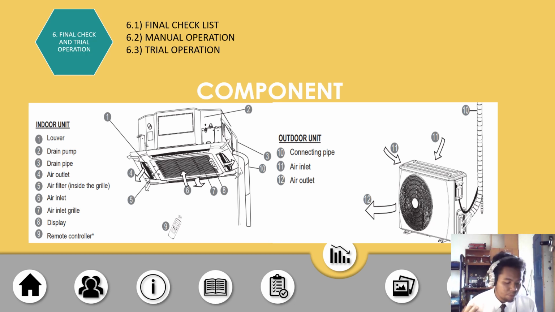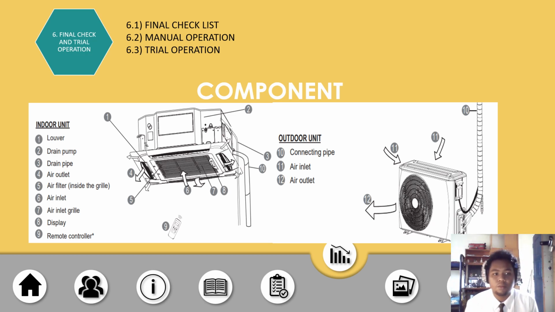For the manual operation, manual operation can be accessed by pressing the manual button on the display panel. For the trial operation, set the air conditioning under the cooling mode with the remote controller or manual button and check the running status of both the indoor unit and outdoor unit. So, done for the installation.